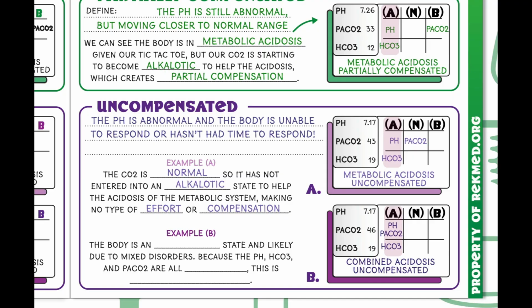And so our body is either A, not responding, hasn't had enough time, or we have too many things going on. So to fill in our blanks, the body is in an acidotic state and likely due to mixed disorders because our pH, our bicarb, and our carbon dioxide are all acidotic. This is uncompensated.